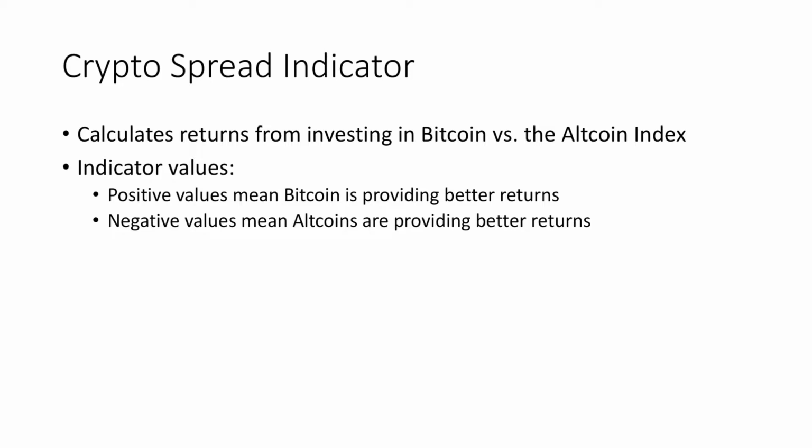The second indicator that we'll discuss here is the Crypto Spread Indicator. This calculates the returns from investing in Bitcoin versus the altcoins in the Altcoin Index. Positive values mean that Bitcoin is providing better returns, whereas negative values mean that altcoins are providing better returns. Peaks in the indicator may be interpreted as trading signals.